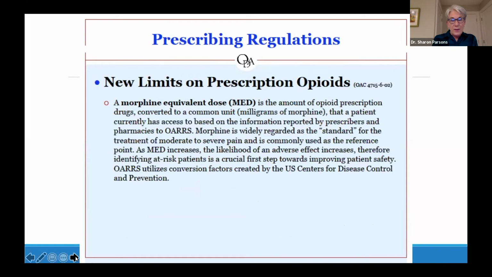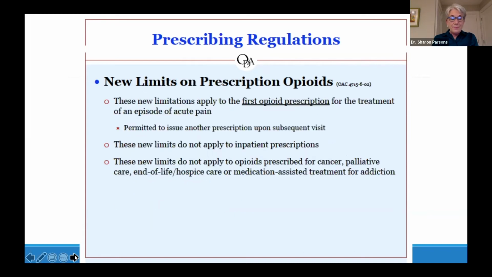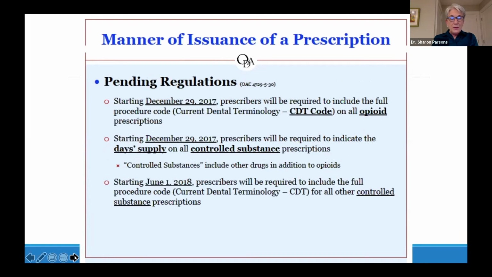OARRS, we have in Ohio, it's where you go online and you check to see what the patient has already been prescribed. And a lot of times you are required then to report what you are prescribing for a patient if it's a narcotic. I'm just going through these very quickly. So in Ohio, we have to have a CDT code if you prescribe a narcotic. That may be the same in your state as well. I would make sure you know about that as well.